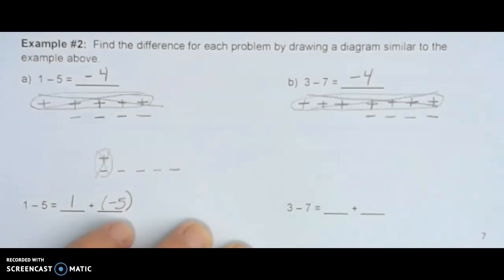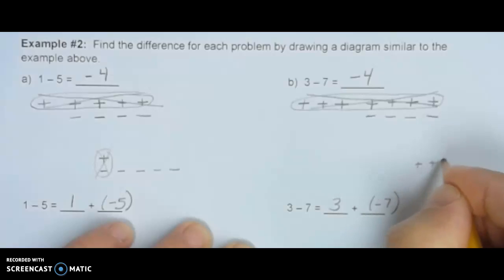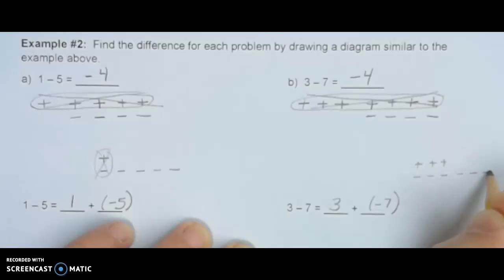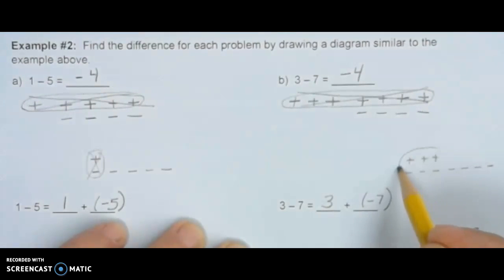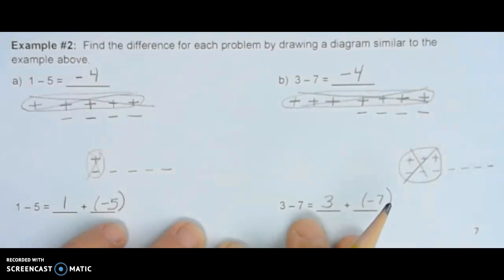What addition problem would this be related to? Well, again, if I start out with 3 positives, I'm going to have to add 7 negatives in order to come up with negative 4. There's my 3 positives. 1, 2, 3, 4, 5, 6, 7 negatives. Okay, and again, if I get rid of those zeros, they're gone. There's my 4 negatives that are left over.